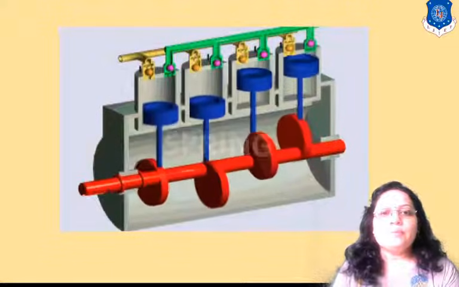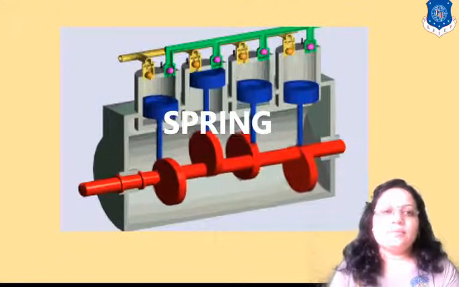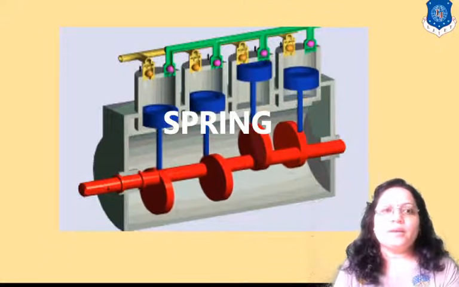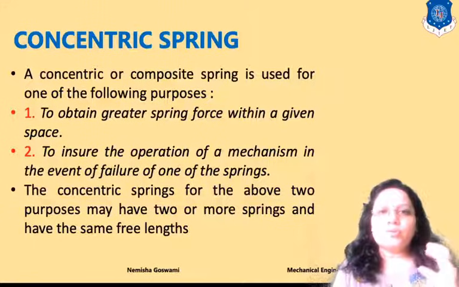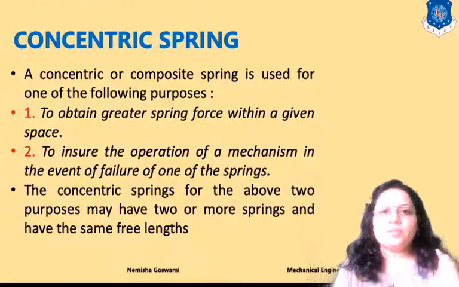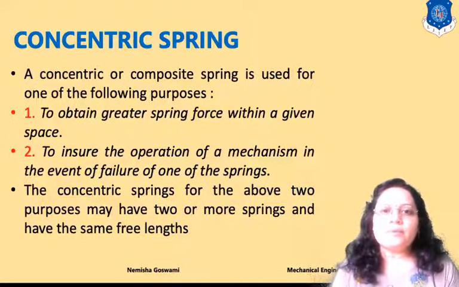First of all, we will see what the need is for this type of spring, the concentric spring, and what a concentric spring is. A concentric spring is a combination of two springs, in which one spring is used as the outer spring and another spring is used as the inner spring. These are used to obtain greater force, or maximum force, when space is limited.